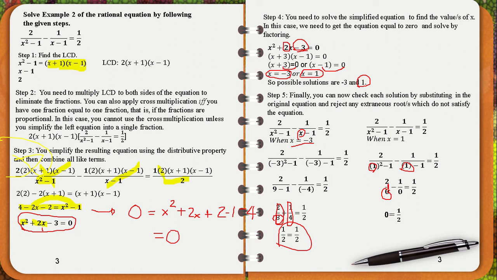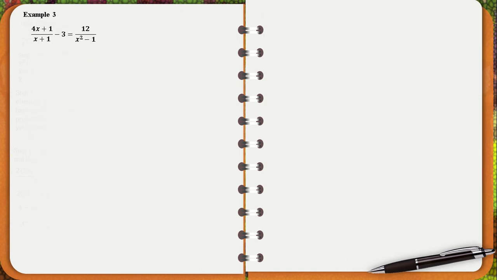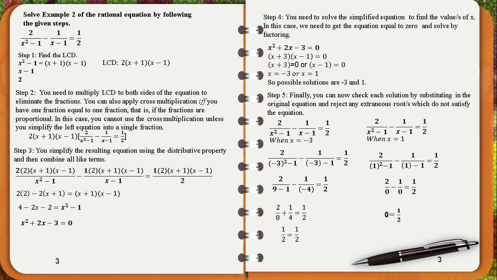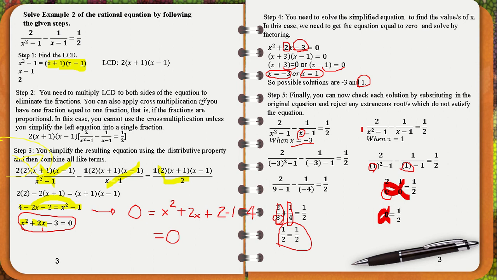2 divided by 0 is undefined. Minus 1 over 0. 1 over 0 is also undefined. So undefined is not equal to 1 half. Therefore, the only solution in this rational equation is x is equal to negative 3. Positive 1 is not a solution, it's an extraneous root.